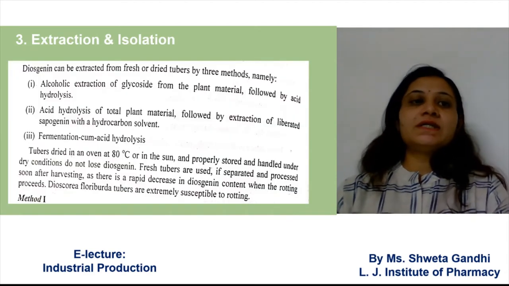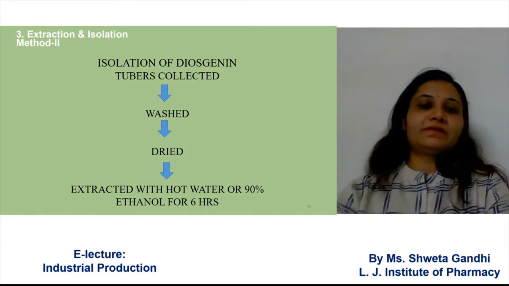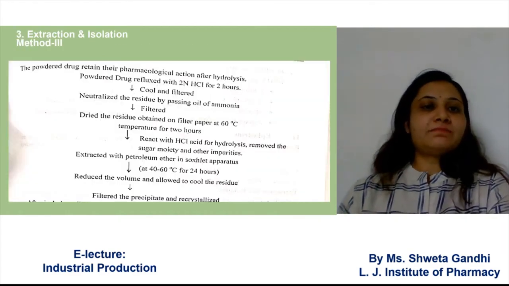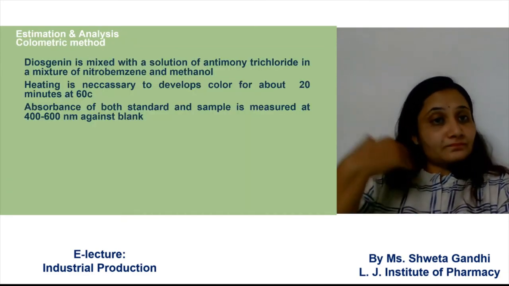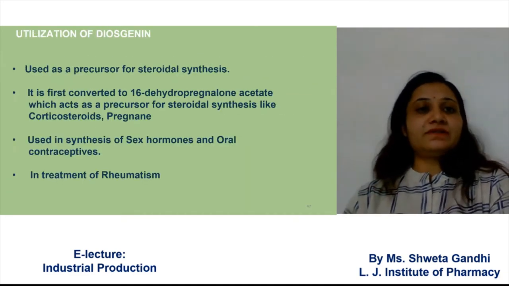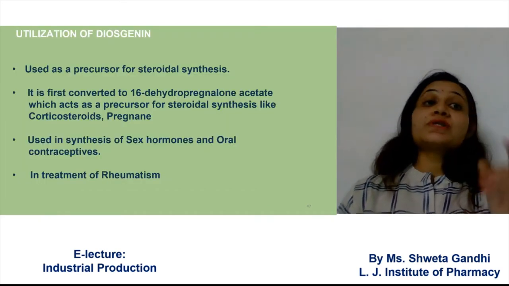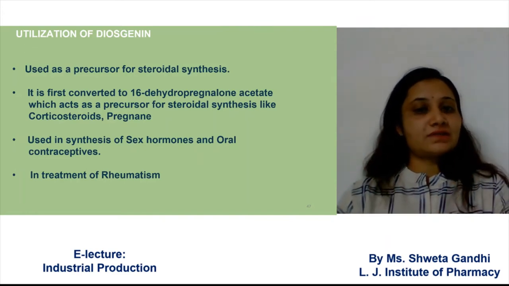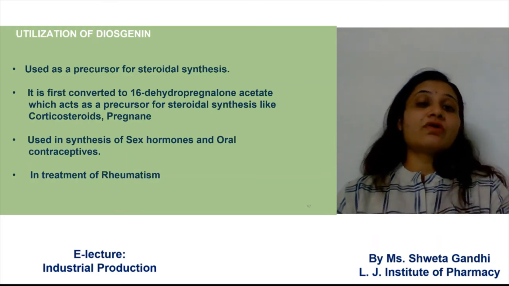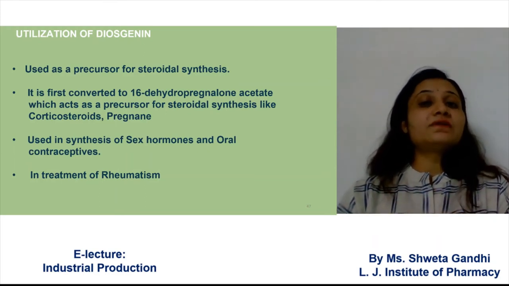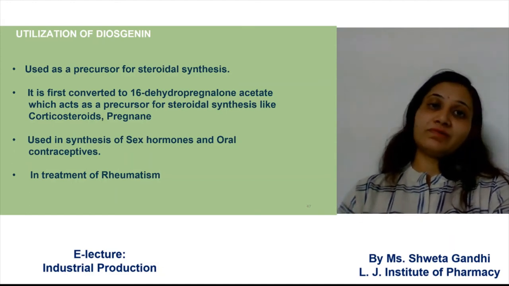Then the chemical constituent, then the extraction procedure, with method 1, method 2 and method 3 for diosgenin. Then comes the estimation by the different methods, and then the utilization. It is used as a precursor for steroidal synthesis. Diosgenin is mainly used in the synthesis of various hormones and steroids. It is also used in the treatment of rheumatism.